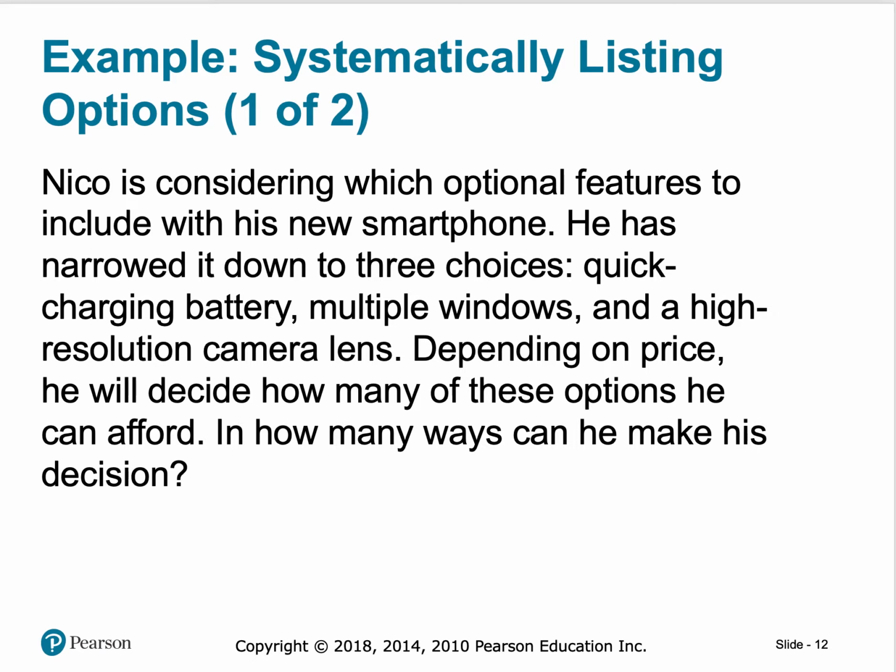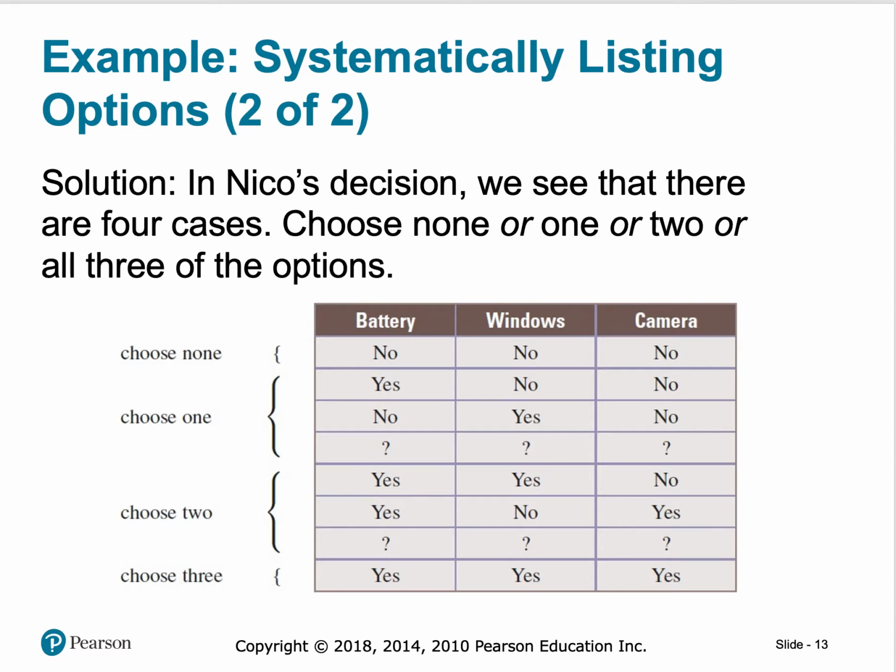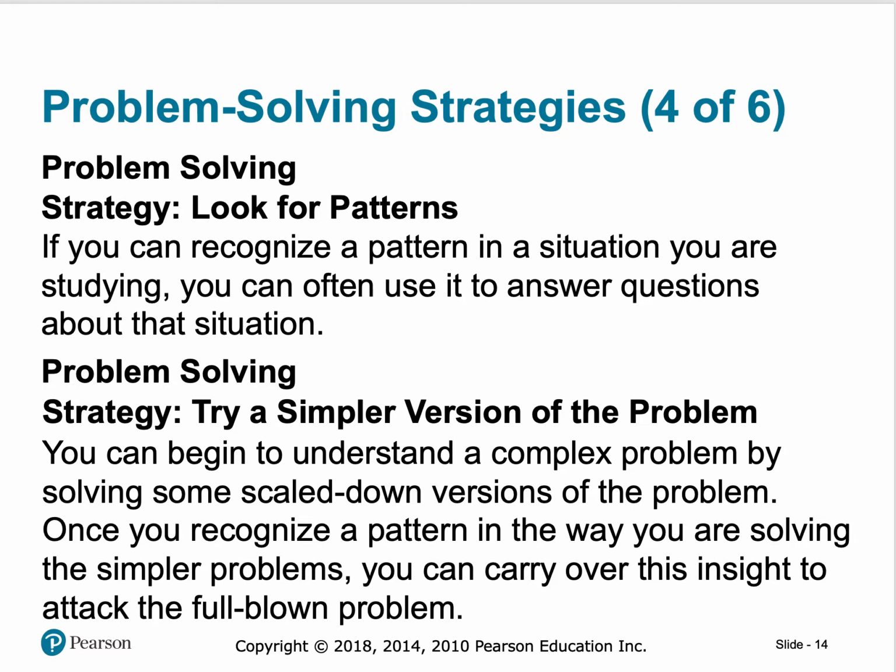So if I have this situation that I'm given here, Nico has 3 options in order to select his new smartphone, and depending on the price he can afford, how many ways can he make this decision? Well, that's not easy to draw a picture of, but I can make a list that systematically goes through his options. And so I make 3 columns for each of the options, and I label them, and now I can actually count them up. And I have executed a problem-solving plan. That's what's important, is I have a plan and I've executed it.